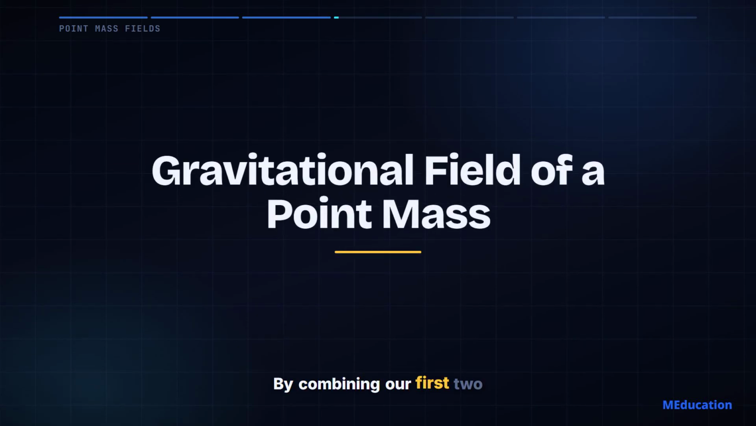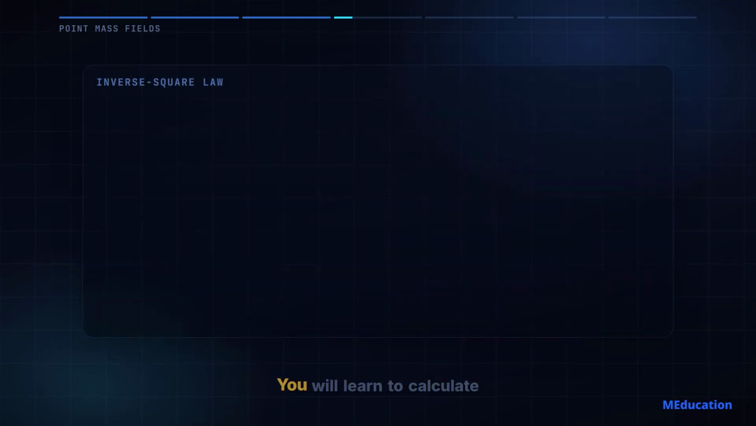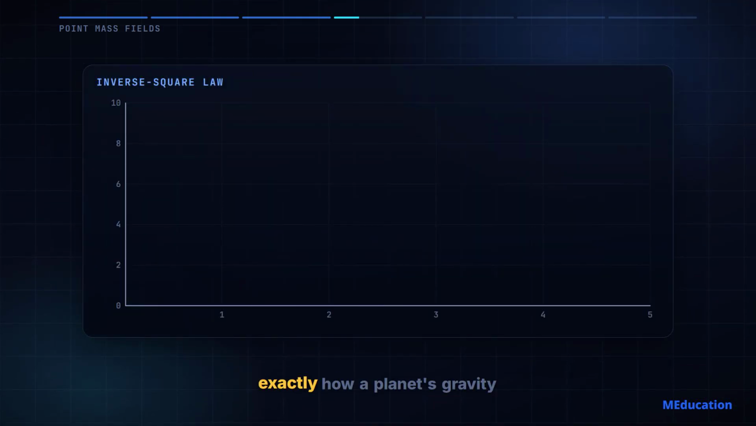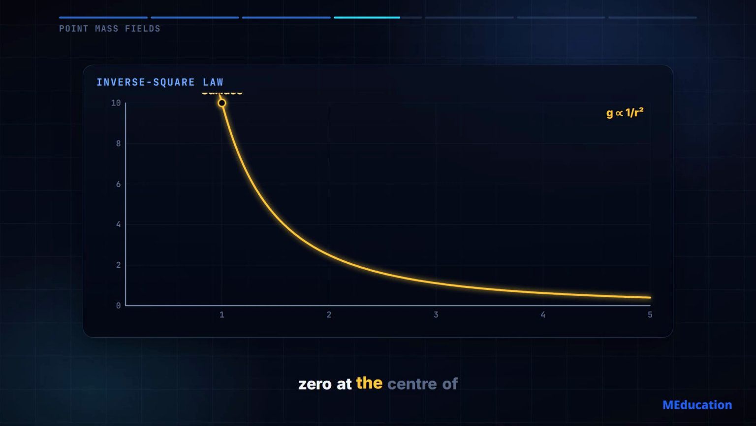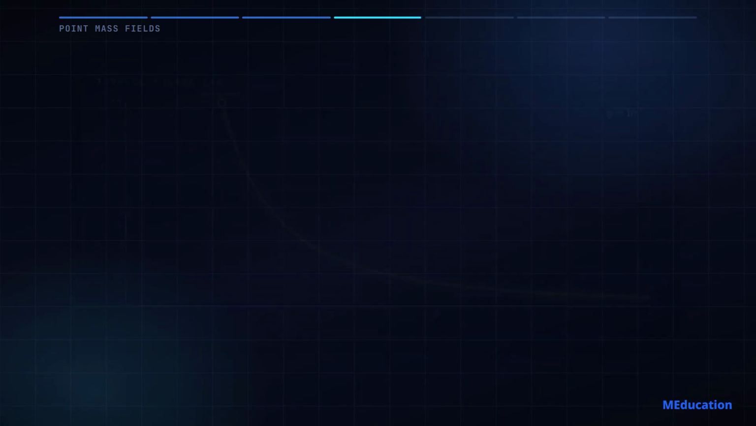By combining our first two ideas, we derive the field strength of a point mass. You will learn to calculate exactly how a planet's gravity weakens as you travel further away. Notice this signature inverse square curve. We will also look inside a uniform sphere, exploring why gravity drops to 0 at the center of the Earth. Mastering these profiles is essential for exam calculation questions.